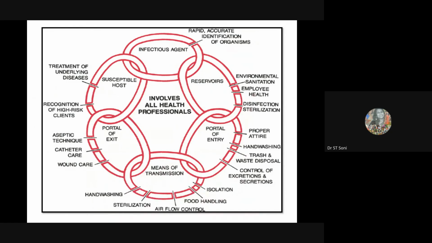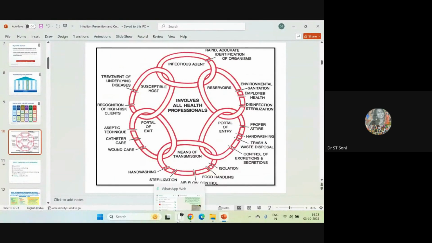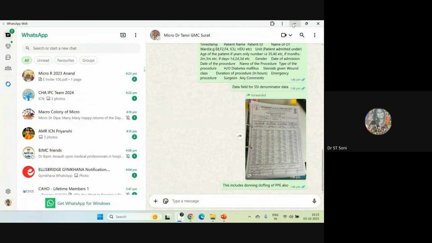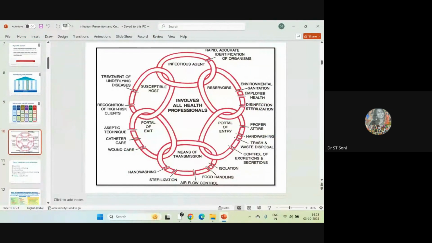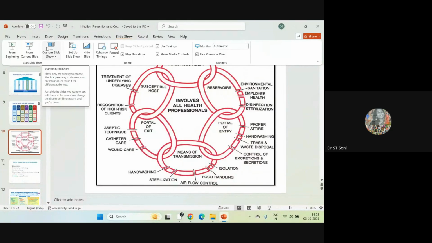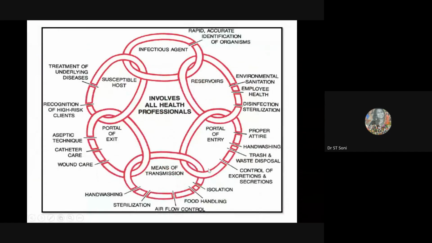Appropriate disposal of biomedical waste, control of excretions and secretions, transmission. By hand washing we can control the transmission of infection, also by food and by isolation precautions. Portal of exit is wound care, catheter care, and various sterilization and aseptic technique. Okay, and then treating the host. Underlying disease makes the host more susceptible.